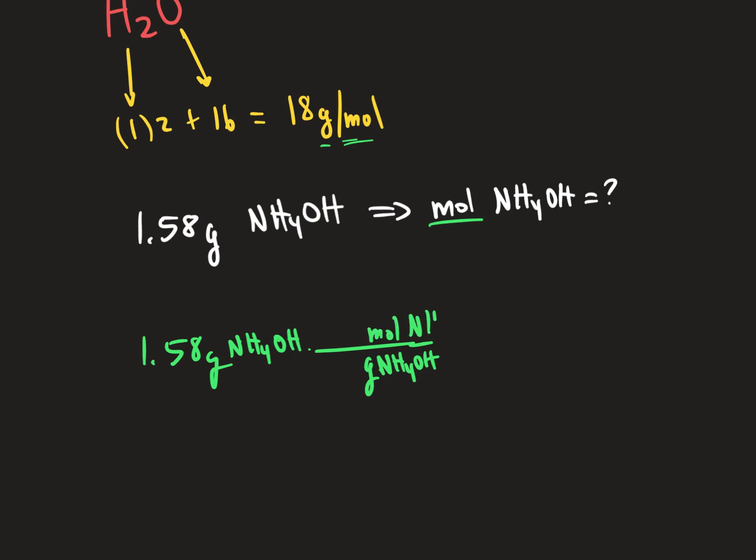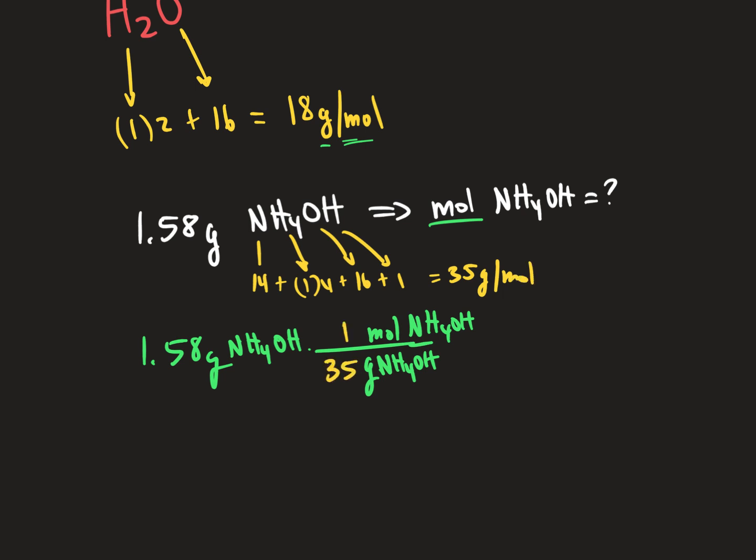Moles of NH4OH. So let's figure this out. Nitrogen has an atomic mass of 14. We'll just round it to 14. Hydrogen has an atomic mass of 1. Multiply that by 4. Plus oxygen has an atomic mass of 16. Plus another hydrogen, atomic mass of 1. We get this and we get what? 35 grams per mole.